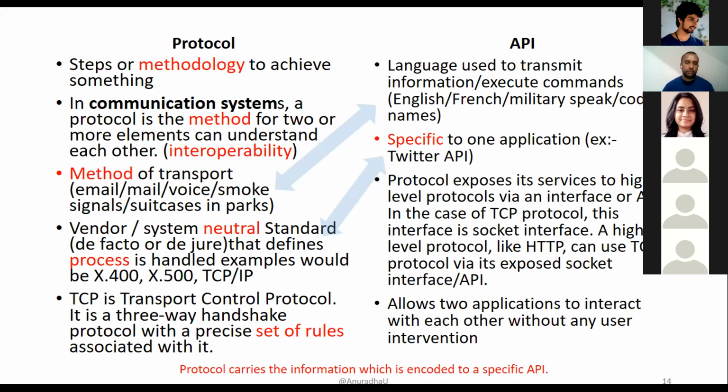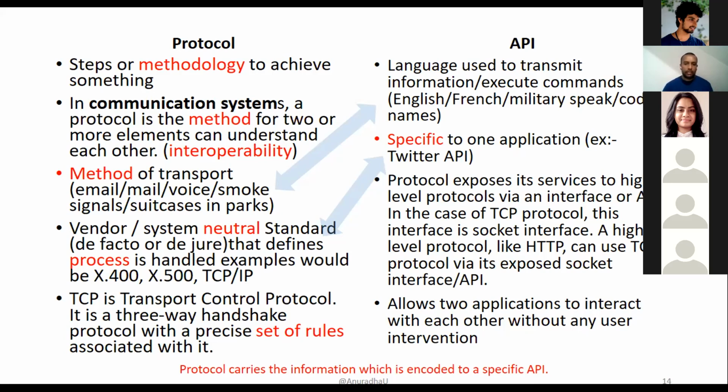So if you compare the method, for example, you can do the transport communication using an email, snail mail, voice, smoke signals, suitcase in parks. These are some of the examples you often find in the internet. And that is the method, so that is the protocol. And API is something like the language used. For example, if you're writing an email, it could be written in English, so that is your API. And it could be a snail mail, it could be Sinhala or Tamil, that is your language. And then smoke signals like military speaking and suitcases in parks, the code names, etc. So this is how you compare the meaning of protocol and API. Both are required in IoT communication.